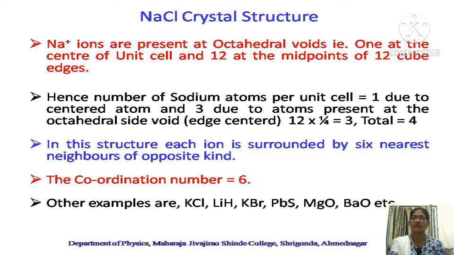If we want to see such NaCl type crystal structures, then this type of structure is present in KCl, that is potassium chloride, LiH, KBr, that is potassium bromide, PbS, magnesium oxide and barium oxide. These are a few examples of crystals that show a crystal structure like NaCl.